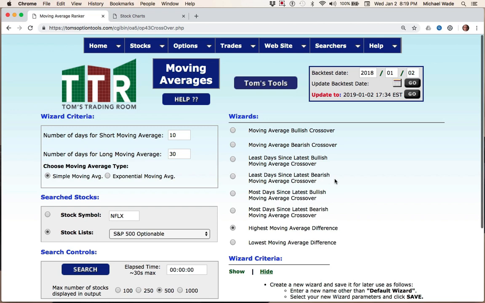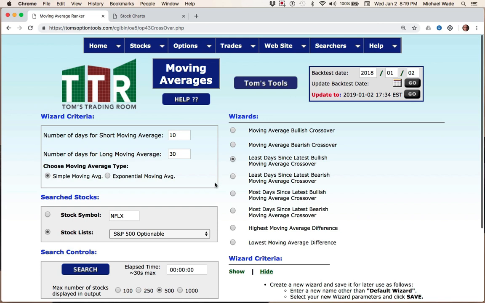I'm not going to cover all of this in this video. Feel free to hit the help button if you want to see the details of all of these. Obviously we can look for bullish moving average crossovers, bearish. We can get a list with the least number of days since the crosses for both bullish and bearish. We can look for the most days since the cross. We can also look for differences between the two, the highest and the lowest, if you want to detect as the lines are moving closer or further apart. For this one, I'm going to look for the most recent bullish crossovers, so I'll select least days since latest bullish moving average crossover.